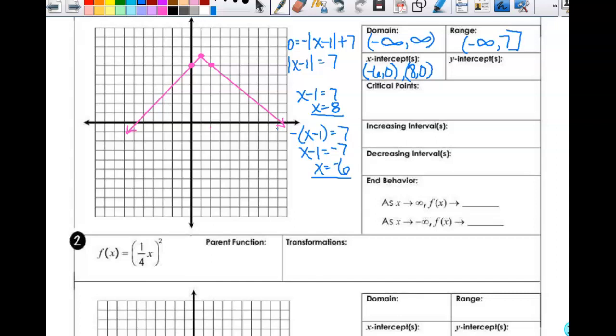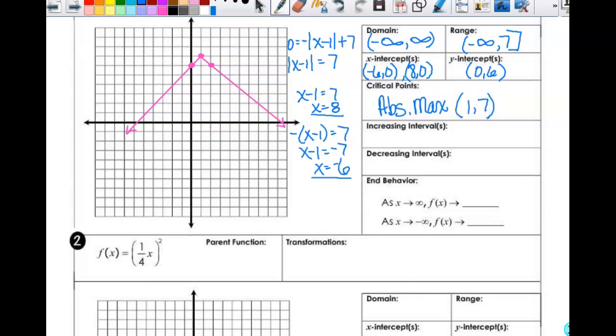Now, my y-intercept. I don't have to solve for it because it's a point on my graph. It's at 0, 6. So we're good. Do I have any critical points? Yes. I have one, and it is an absolute maximum. And it is at 1, 7.